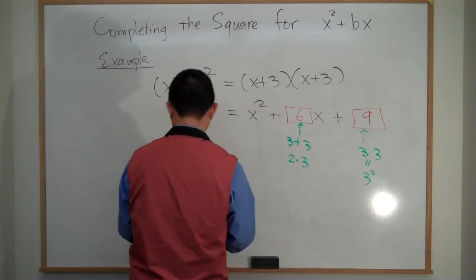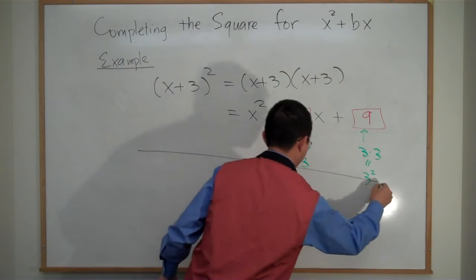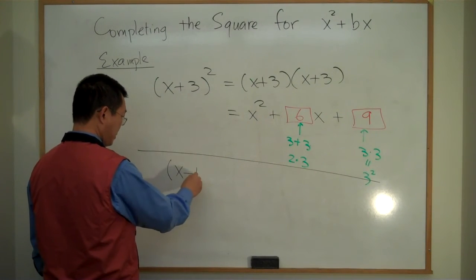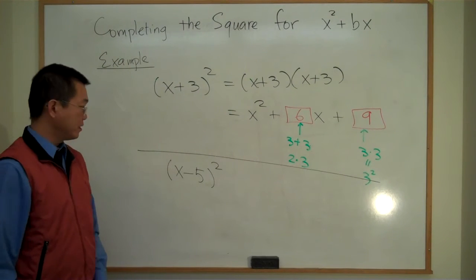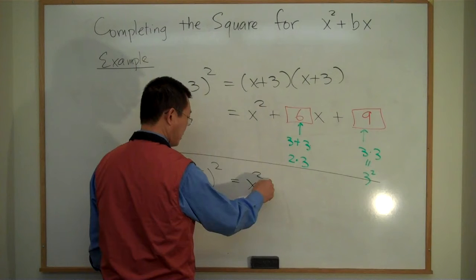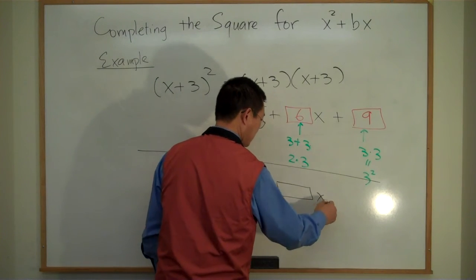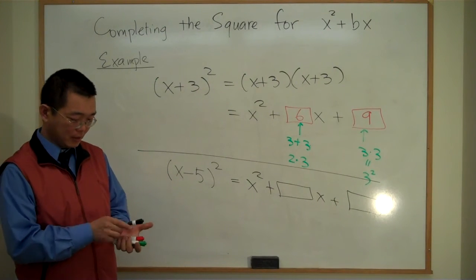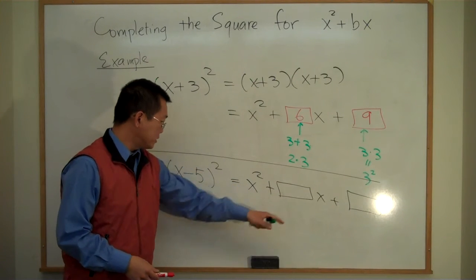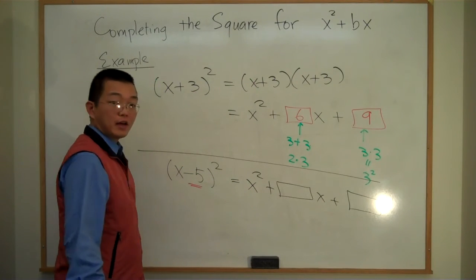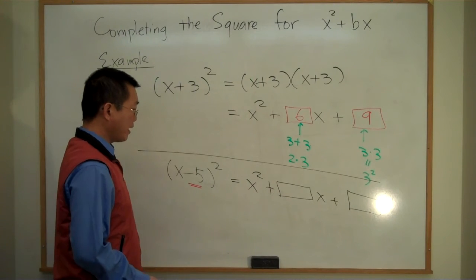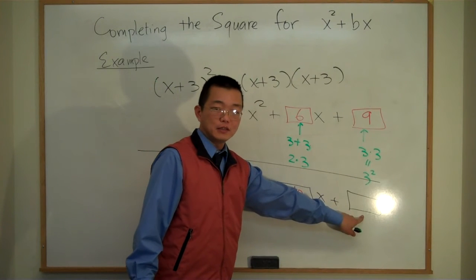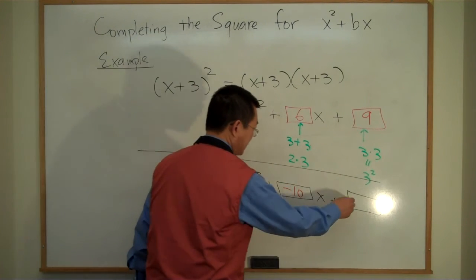Now let's look at another example. Maybe you can get this quickly. But what would be the square of x minus 5? This is going to be x squared. And how many x? And also how many constant? So to put in here, I would say, since there's a -5, I will double that, 2 times that, -5. So I'm going to put -10 here. Now for this last place, this is -5 times -5, which is +25.